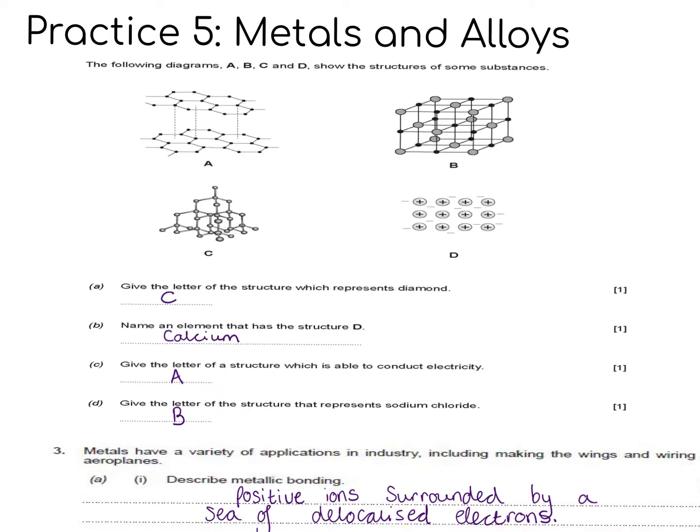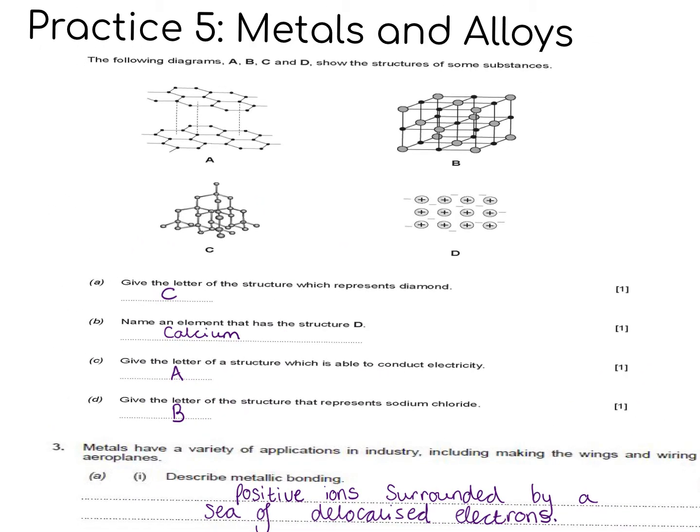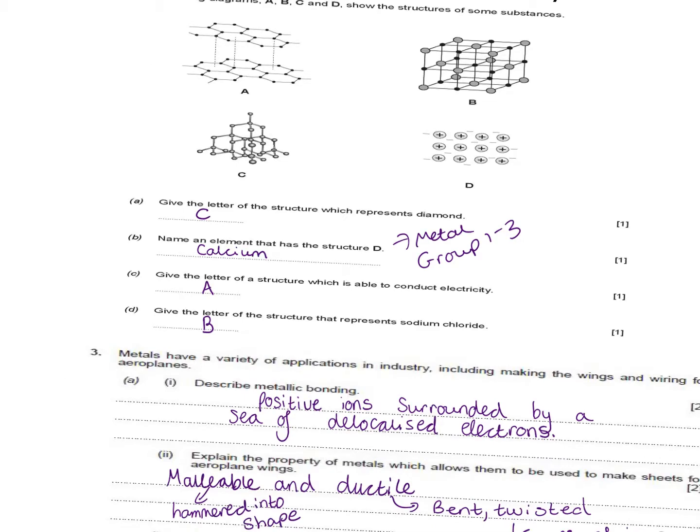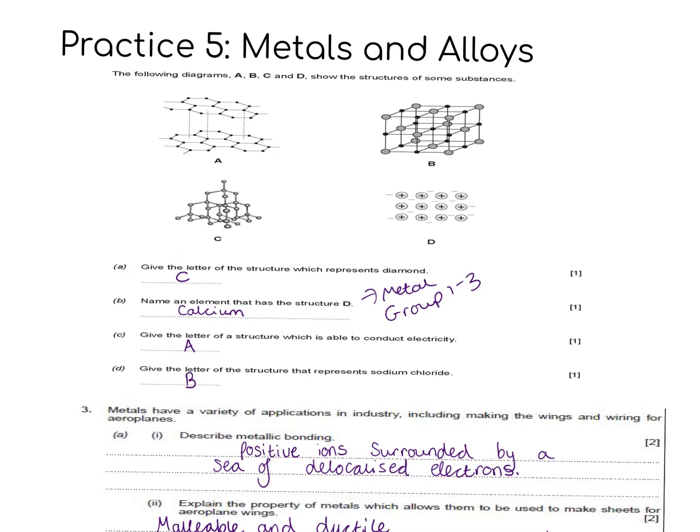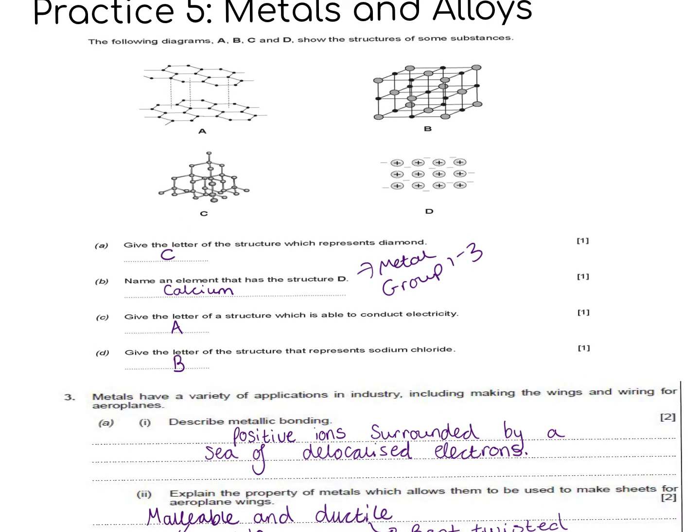Then it says, look at these structures. Give the structure that represents diamond. It's that one, it looks like a diamond going up. Name the element which has structure D, calcium, so that's any metal. Absolutely any metal, so anything in group 1 to 3 would have been in there. Okay. Give the letter of the structure able to conduct electricity. That would be A, because it's graphite. And then sodium chloride. Sodium chloride is a giant ionic bond. Okay, and that's what it would look like.